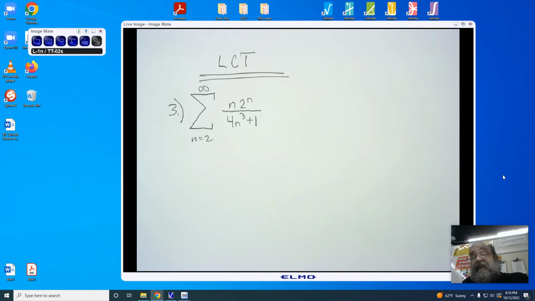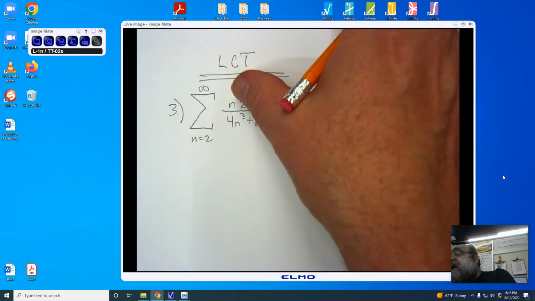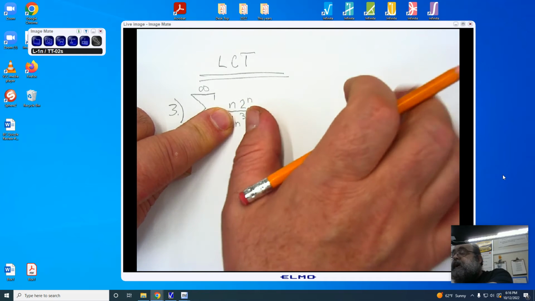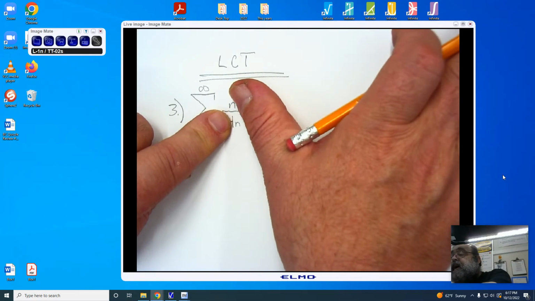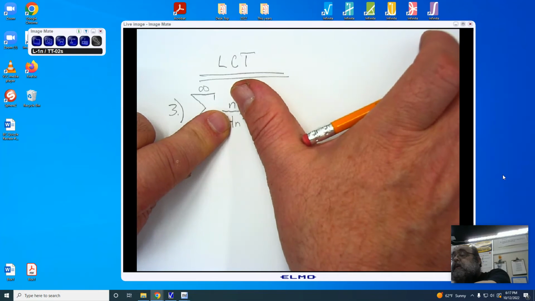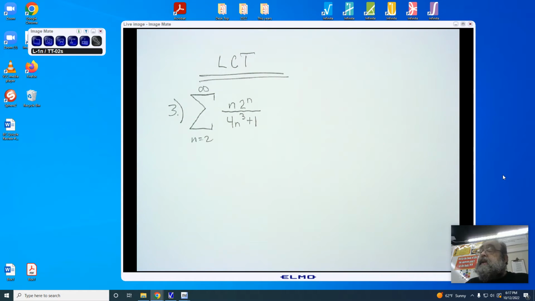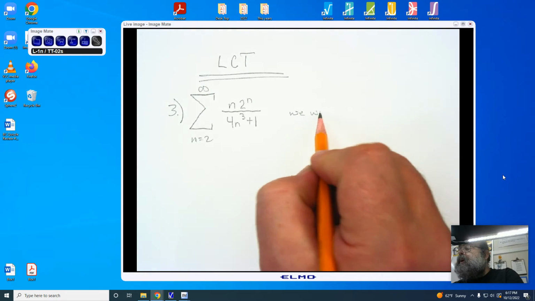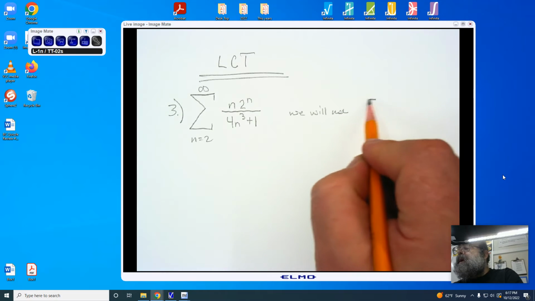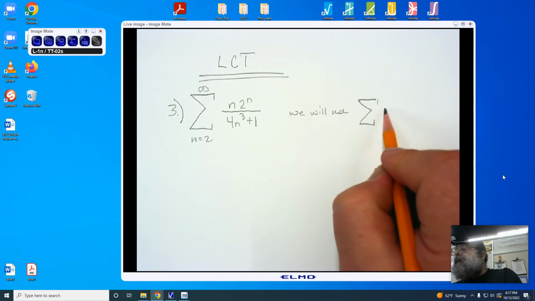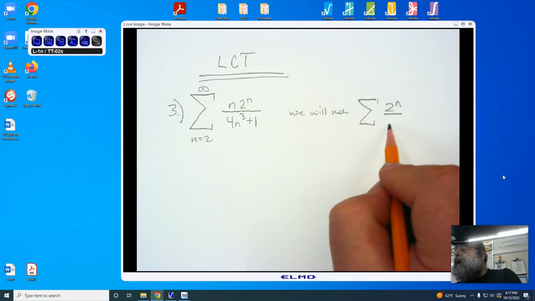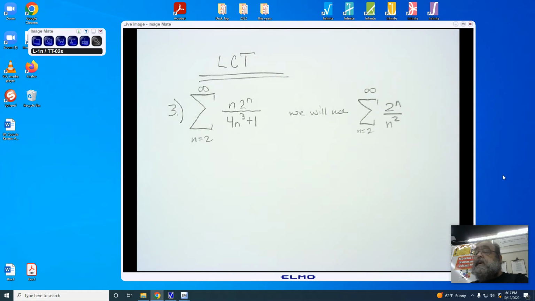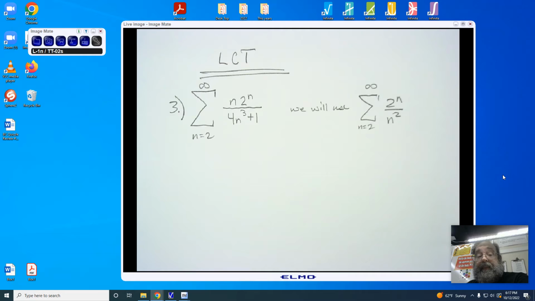Now, you'll notice the term that we're going to work with ignores the exponential, ignores the coefficient, and ignores the constant at the end. So we're only looking at n over n cubed. The numerator is going to have to stay 2 to the nth. So we will use the summation of 2 to the nth over n squared, as n starts at 2 and goes to infinity. So this is what we're going to use as our comparison.